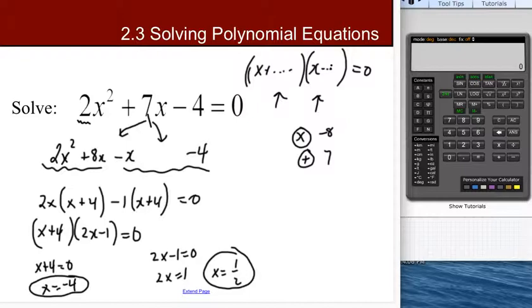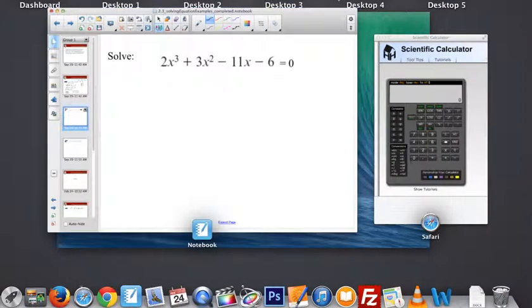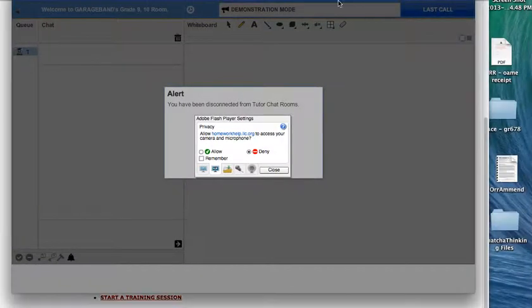Now, let's look at what happens when we have a cubic. Let's solve this equation. When does this equal 0? I'm going to show you a quick graphical interpretation of this.